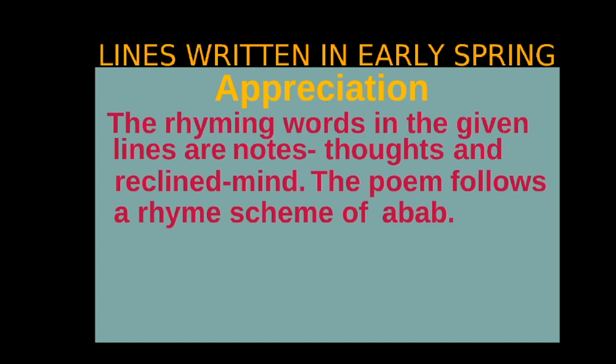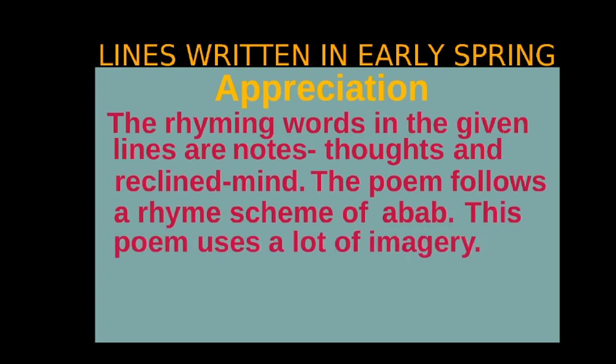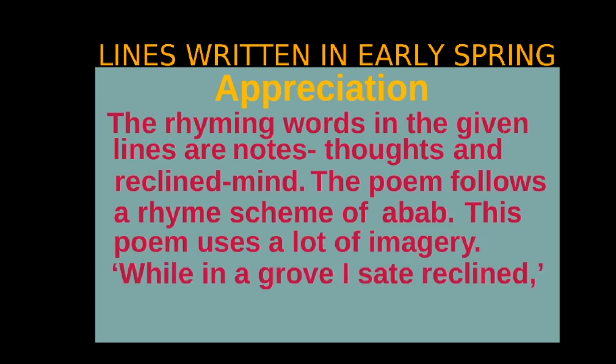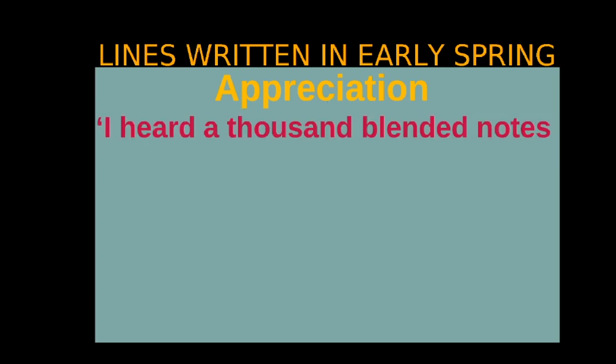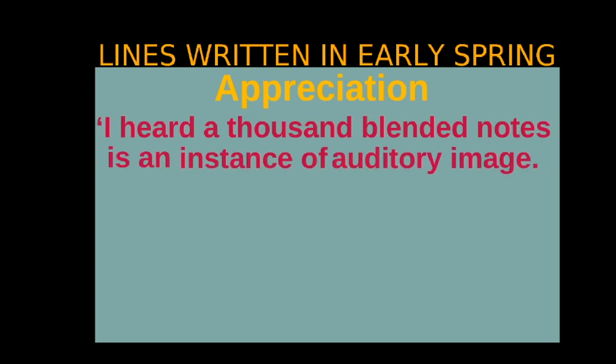So now let's come to the images. This poem uses a lot of imagery. While in a grove I sat reclined is an instance of visual image. I heard 1,000 blended notes is an instance of auditory image.